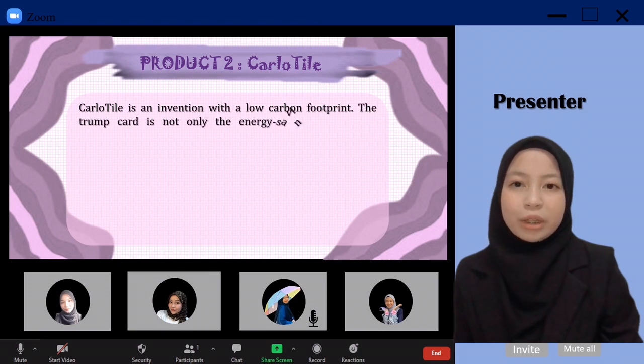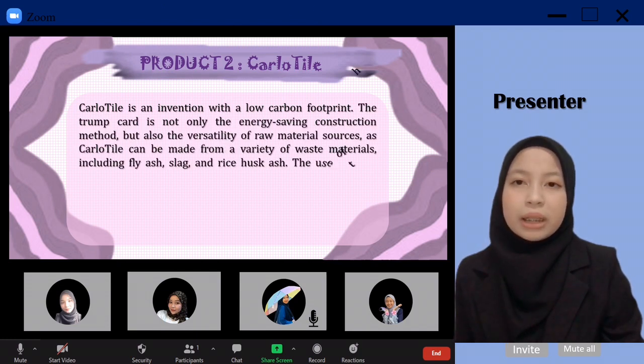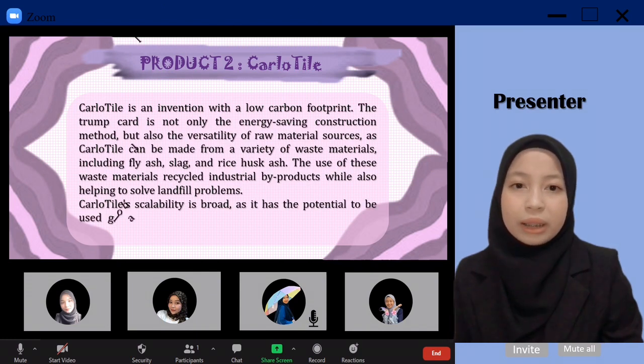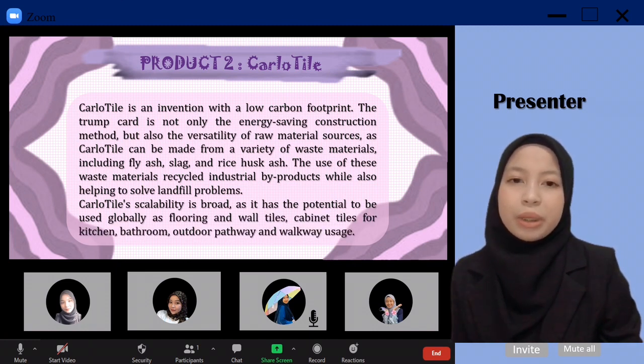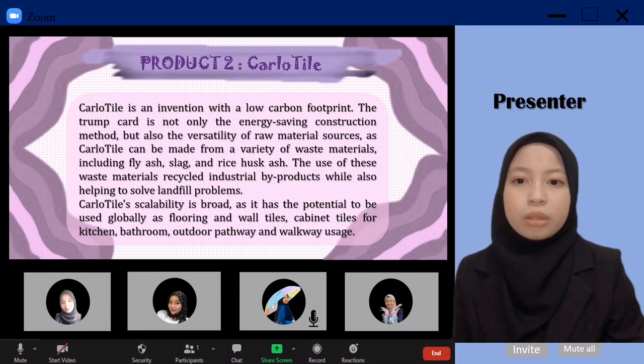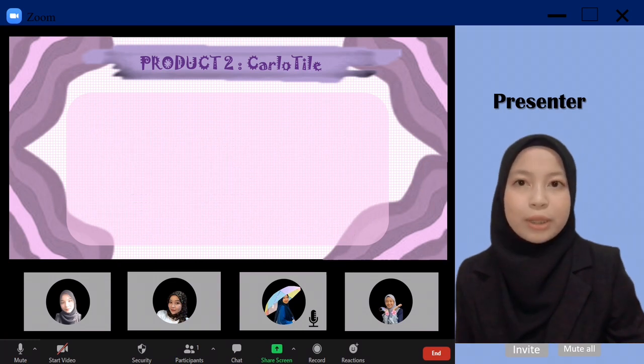Color Tile is an invention with a low carbon footprint. The trump card is not only the energy-saving construction method, but also the versatility of raw material sources, as Color Tiles can be made from a variety of waste materials, including fly ash, slate, and husk ash. The use of these materials recycles industrial byproducts while also helping to solve the landfill problem. Color Tile's capability is broad as it has the potential to be used globally as flooring and wall tiles, cabinet tiles for kitchen and bathroom, and outdoor pathway and walkway usage.